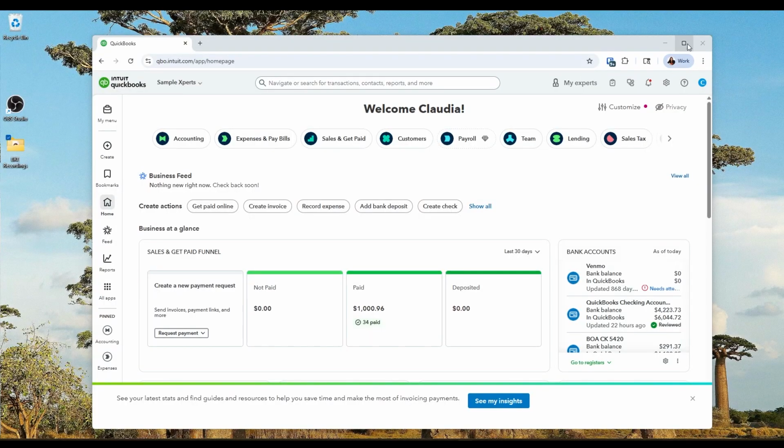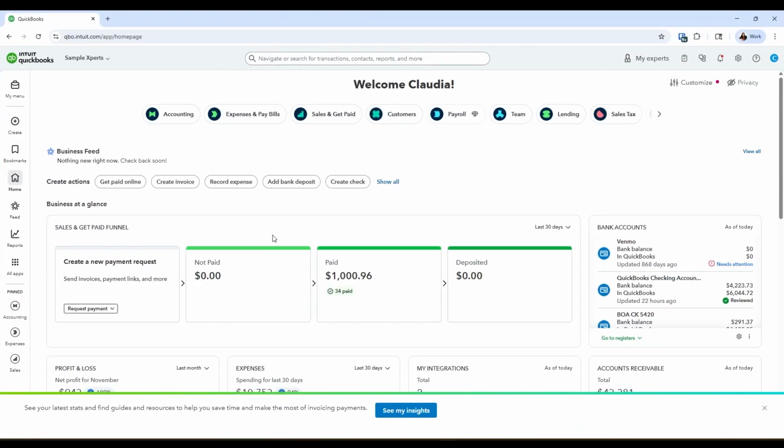Let me maximize this page. And this is the new interface of QuickBooks Online after the updates. Everything is there plus more. So don't be afraid of working with QuickBooks Online. It's kind of like somebody went to your house and cleaned up everything and organized everything, and now you don't know where everything is, but everything is still in there, and we're going to go over where those things are.